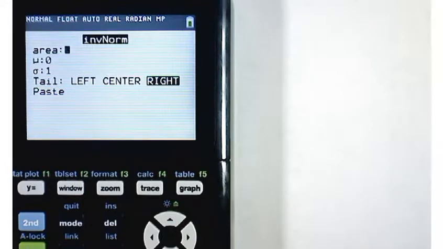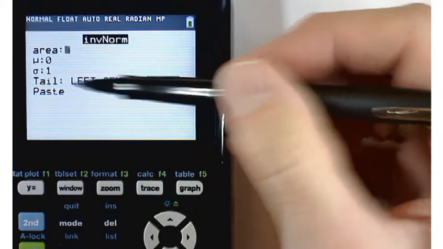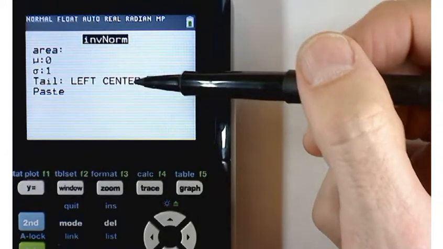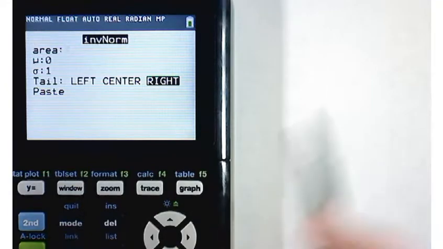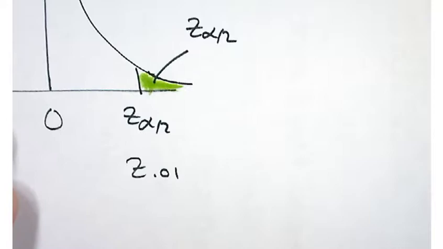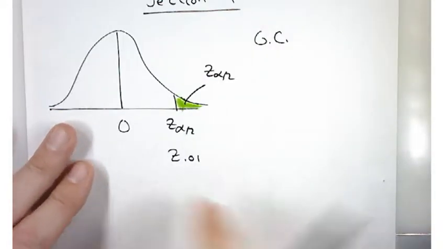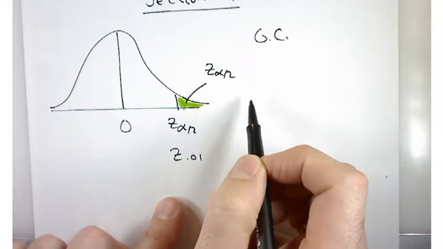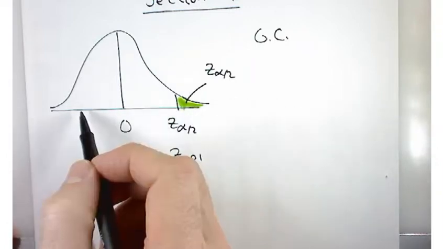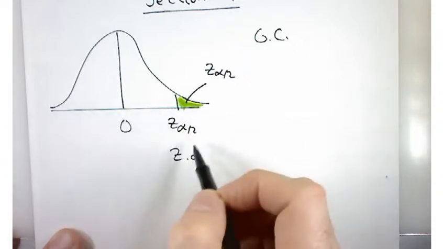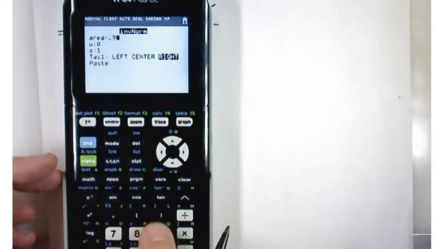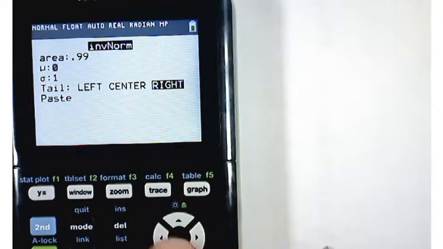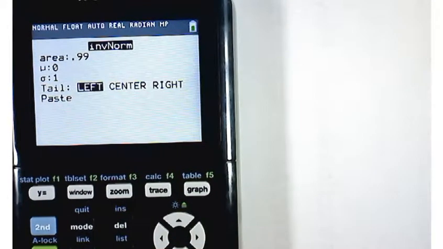Now I've been told that a lot of your calculators don't give you this option for the tail here. So if that's the case, you're going to have a default option, and that default option is going to be the area in the left. Well, if I'm trying to find z sub 0.01, then that puts 1% of the area in the right tail. How much of the area is in the left tail? 1 minus that, so 0.99. So let's do 0.99 of the area. The mean is 0. Standard deviation is 1. That's for a z-curve. Area in the left tail.